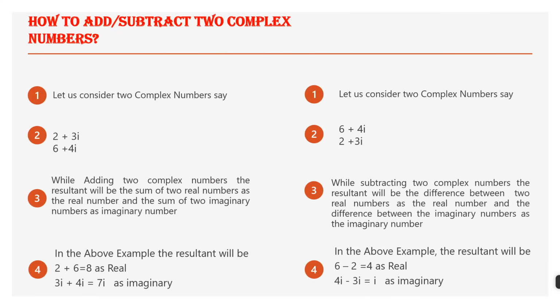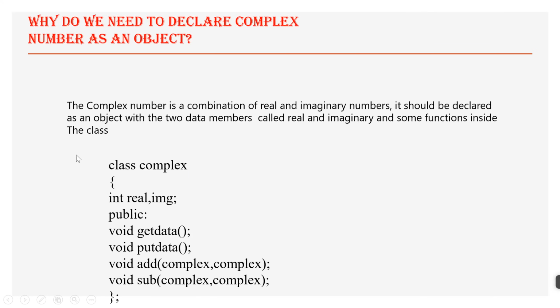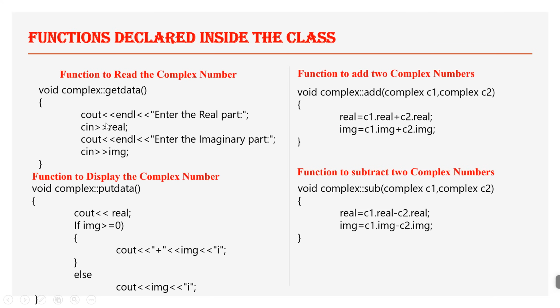I'll take the previous example. Let me take this example, 6 plus 4i. So here 6 is a real number, 4 is an imaginary number. So now this function get data is a function which will read the contents of the complex number. One real number and another one is imaginary number. So the two numbers are read for a complex number. Now get data is over. Moving on to the next one, that is put data.